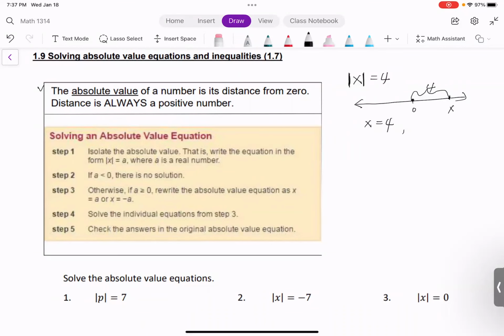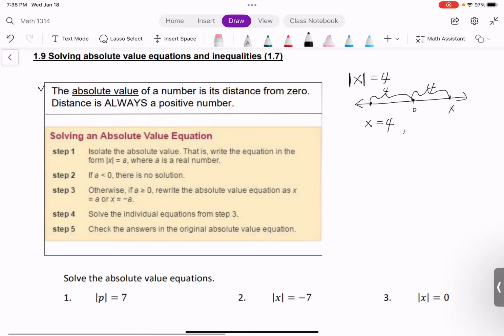I also have another x. The x could be here. Then if I have a measure tape, I can measure that. From here to 0 is also 4. So the x is -4. x could be 4, could be -4.